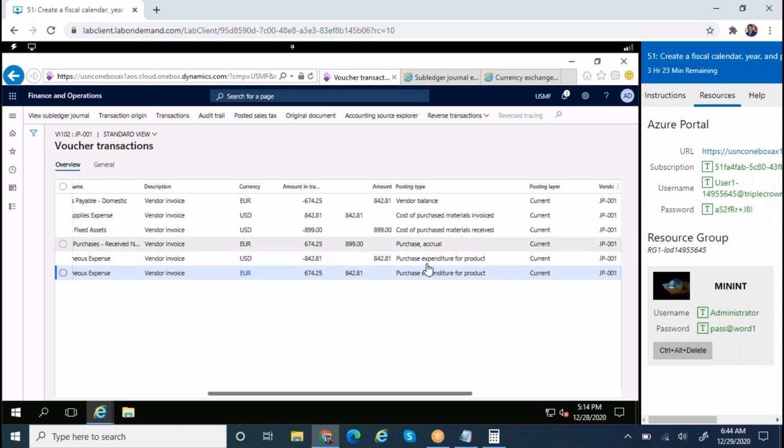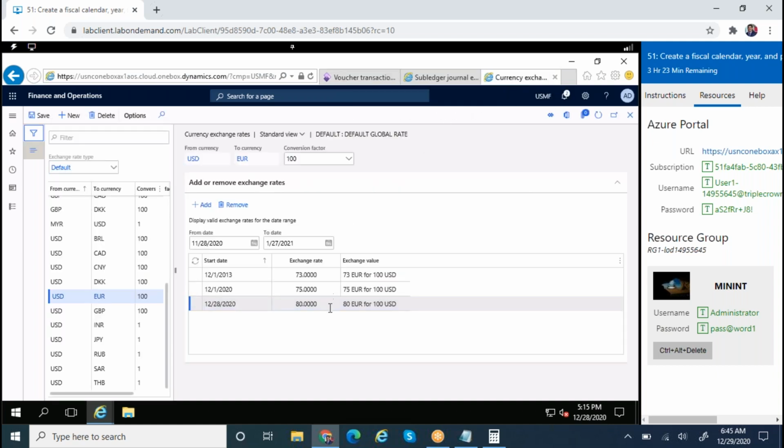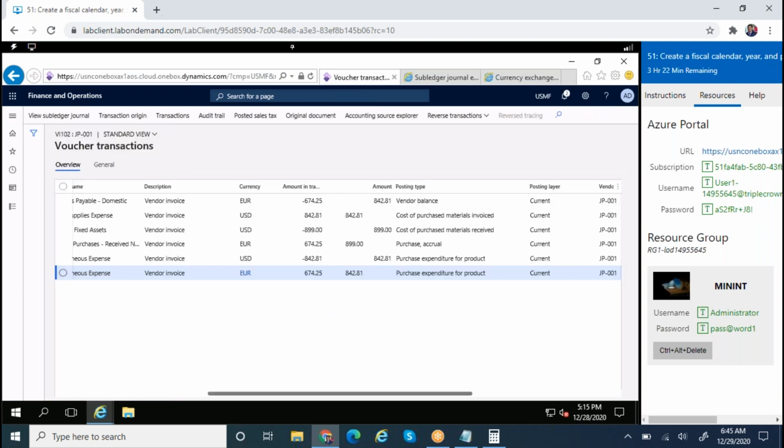These two. Because at the time of product receipt, it was posted with 674.25 euros. Okay, now it was USD at that time. This is equal to 899 US dollars, but now it is 842.81 only that you are selling. So because of these exchange rates. Clear? Any doubt in this?